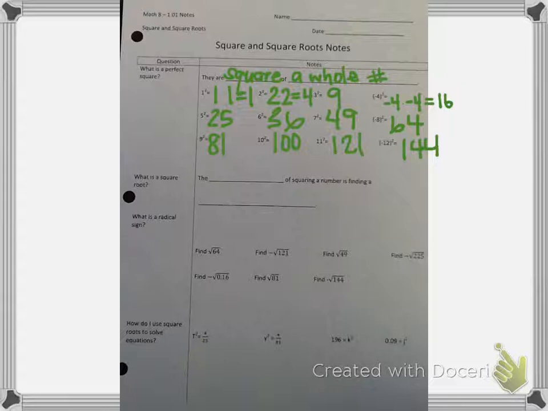So one thing to keep in mind is that you're always going to have a positive answer when you have a perfect square. Alright, a square root is just the opposite of squaring a number. So the opposite of squaring a number is finding a square root.